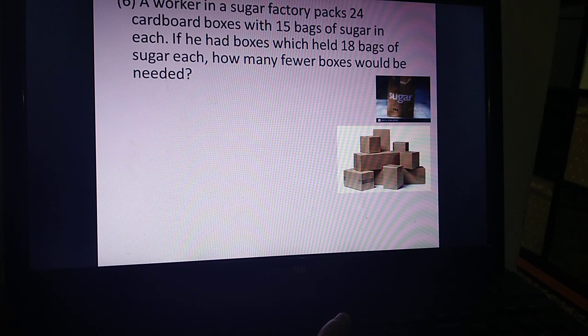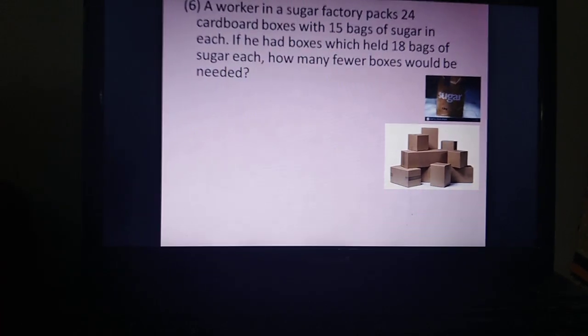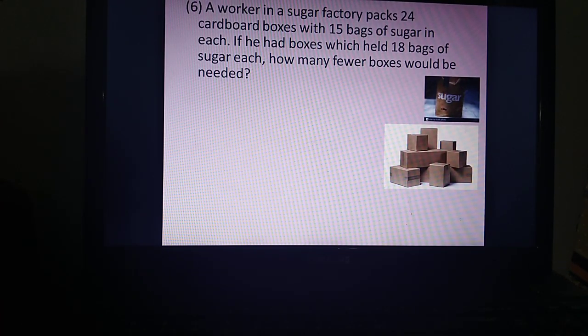Okay, welcome back. Question 6 in the same exercise again. In question 6, we have a worker in a sugar factory. He's packing 24 cardboard boxes with 15 bags of sugar in each. شايف الكراتين اللي قدامك بالصورة؟ We are filling them with bags of sugar. هلا أنا عندي 24 cardboard boxes, 24 كرتونة. كل كرتونة قد ايه بتوسع؟ 15 bags of sugar.